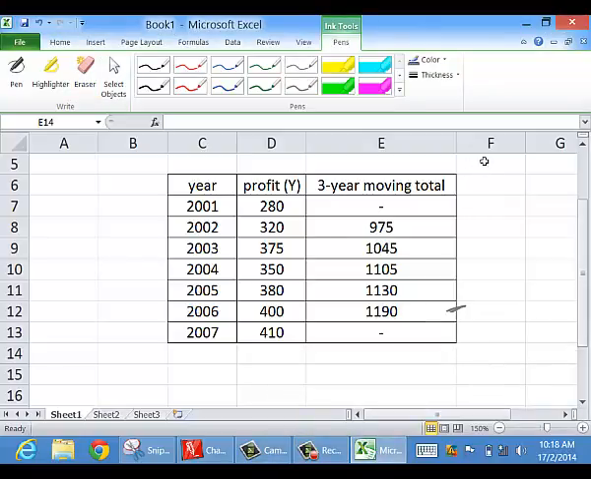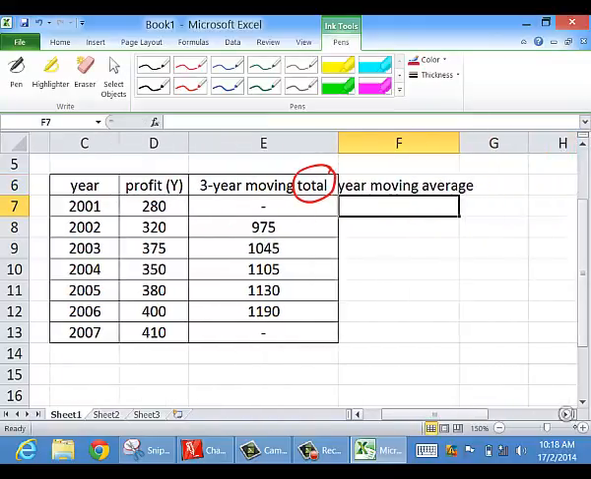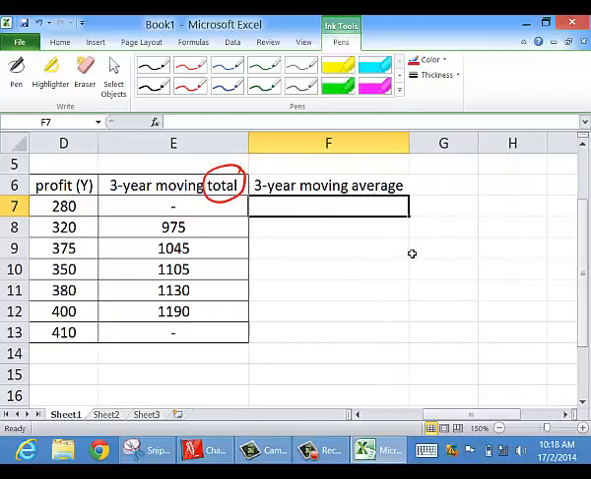Next, after you calculate the 3-year moving total, our interest is in the average. That is why we call it the 3-year moving average. Now we only have the total, so we need to add another column, which is the 3-year moving average. For the 3-year moving average, you need to take the average for each value. The first value of the moving total is null, so there is no average.